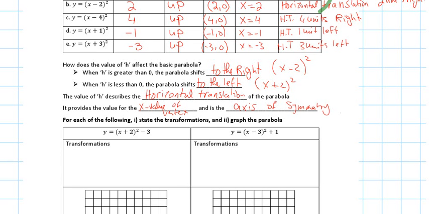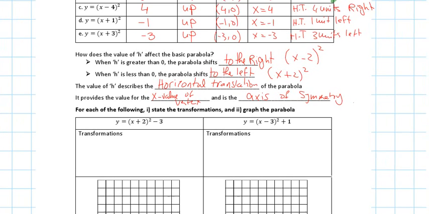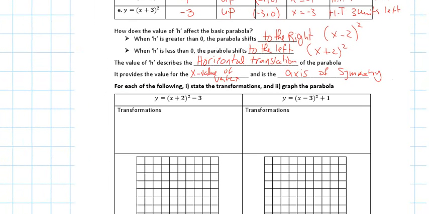Okay? Now, how is it going to look like in the equation? So here's how that's going to look like. y equals a bracket x minus h squared plus k.